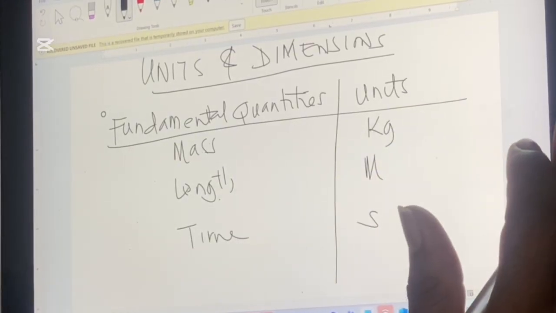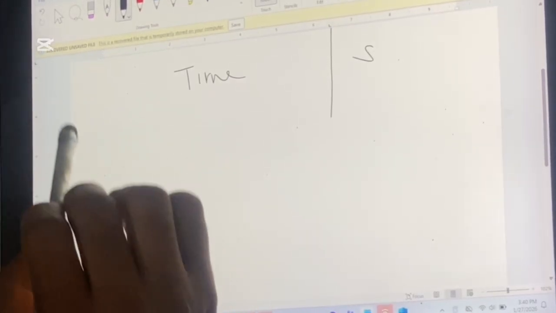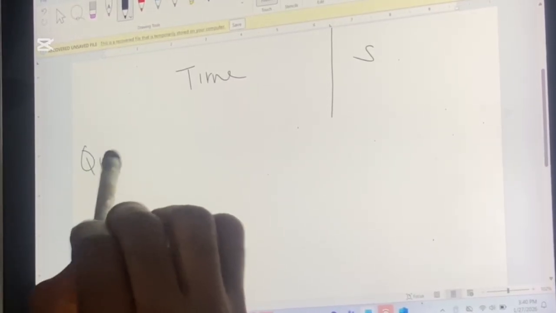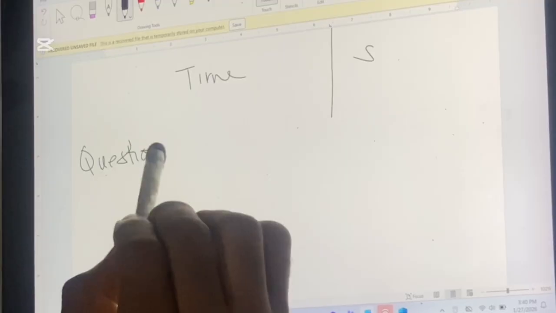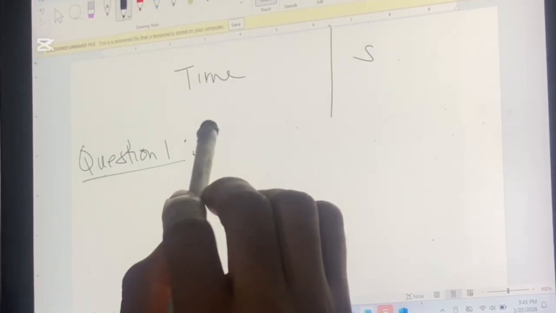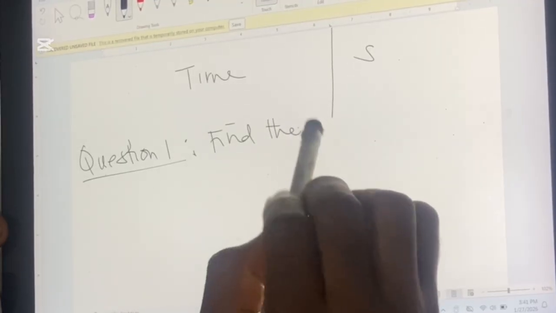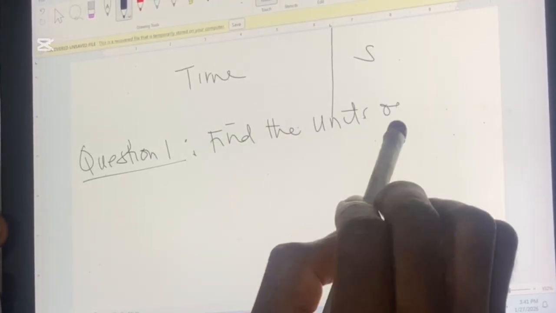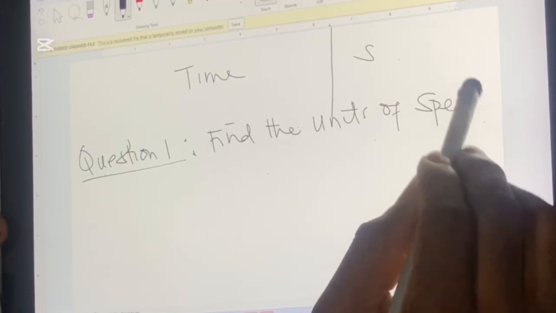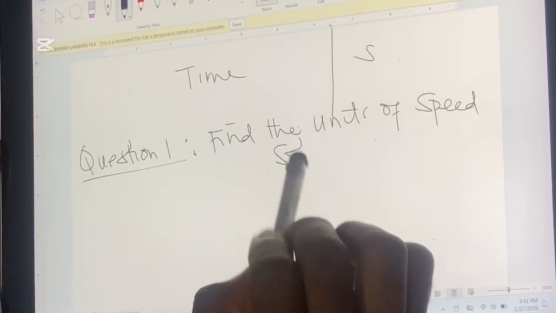Okay, please write example 1. Let's take example 1 here. That is question 1. Question 1. Find the unit of speed. So we are asked to find the unit of speed, of course. First, let's take the solution.